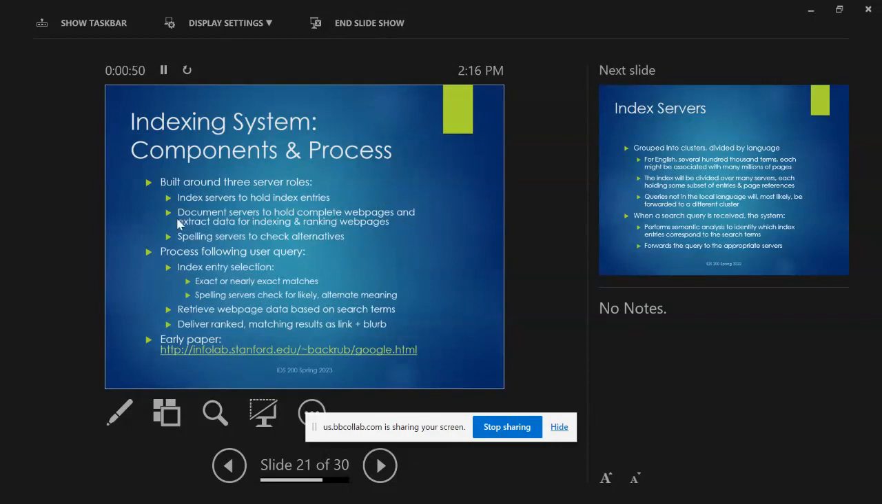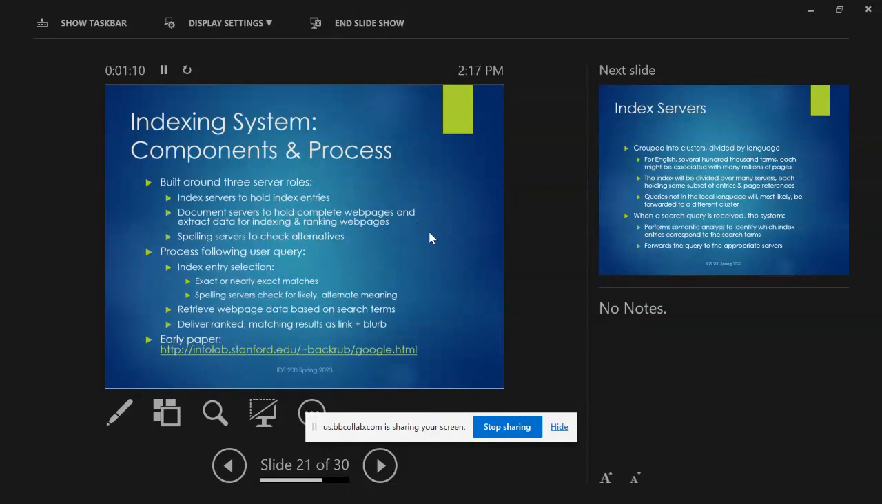There are also document servers. Document servers hold complete web pages and can be used to extract data to be stored to do faster ranking, stuff like that. Okay? And then again, last I checked, and it's been a few years because I don't dig through this stuff that often. But the last time I checked, the document servers were also responsible.